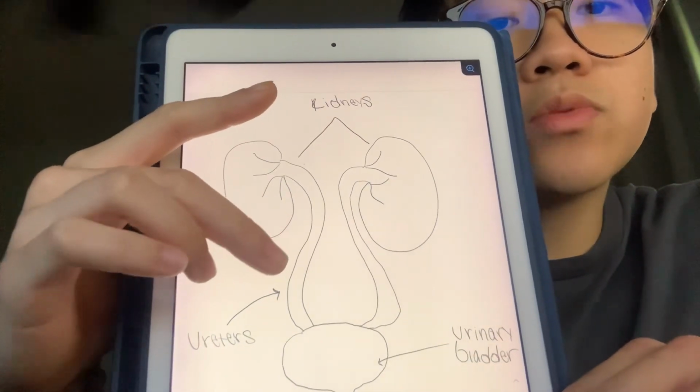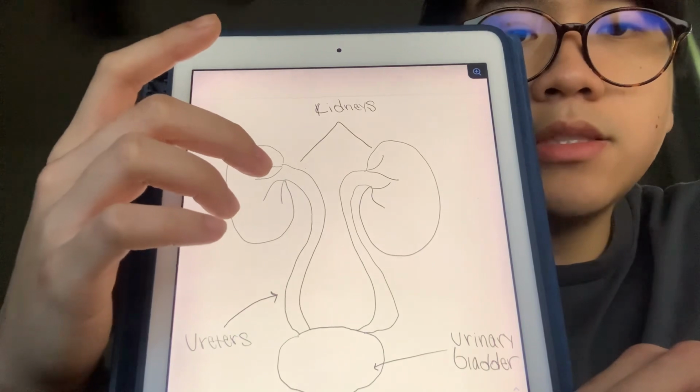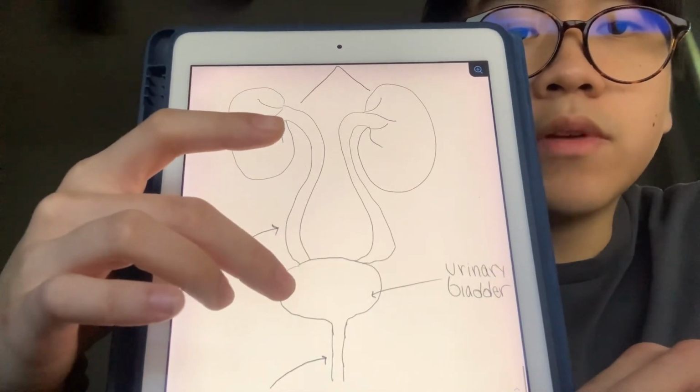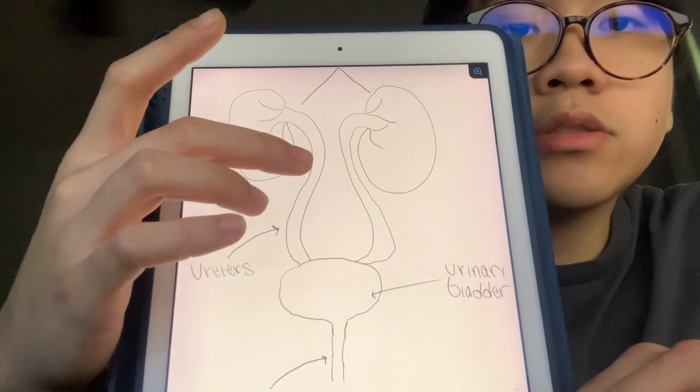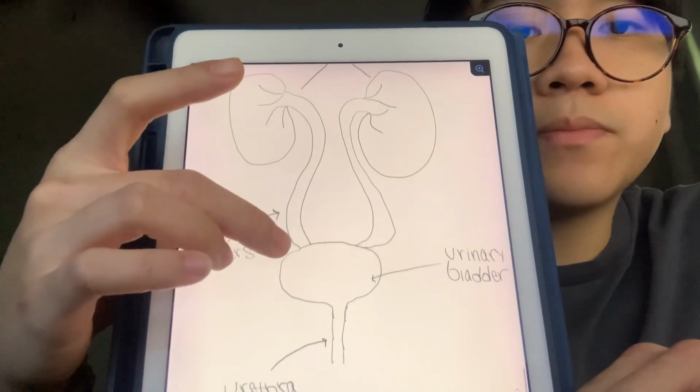We have the ureters right over here. The ureters will carry the urine that's produced from the kidneys down into the urinary bladder over here. So the ureters connect the kidneys and the urinary bladder, as we see right over here.